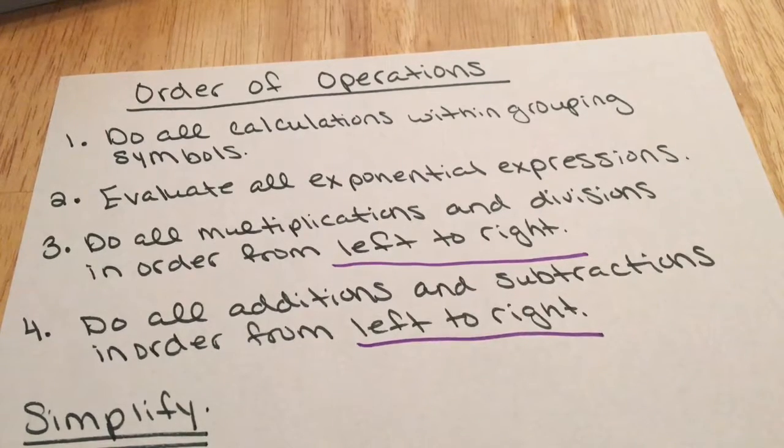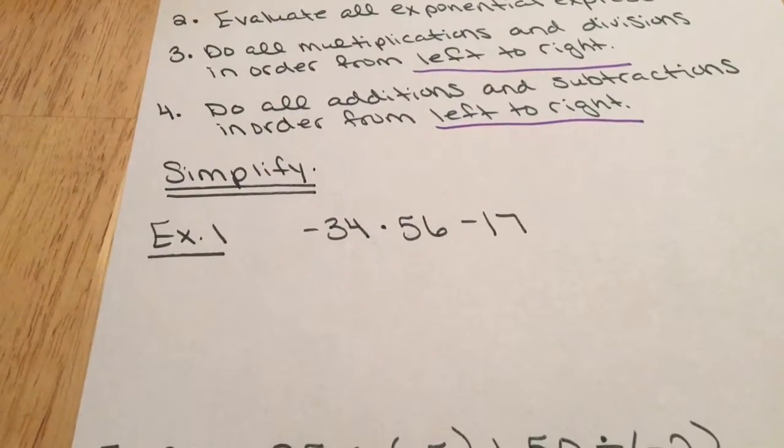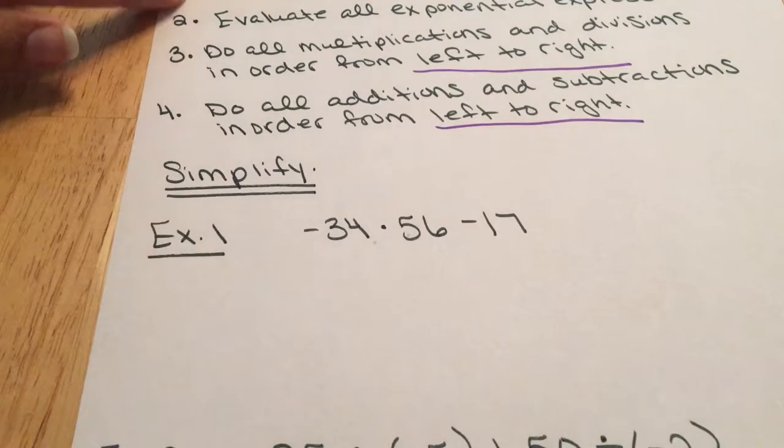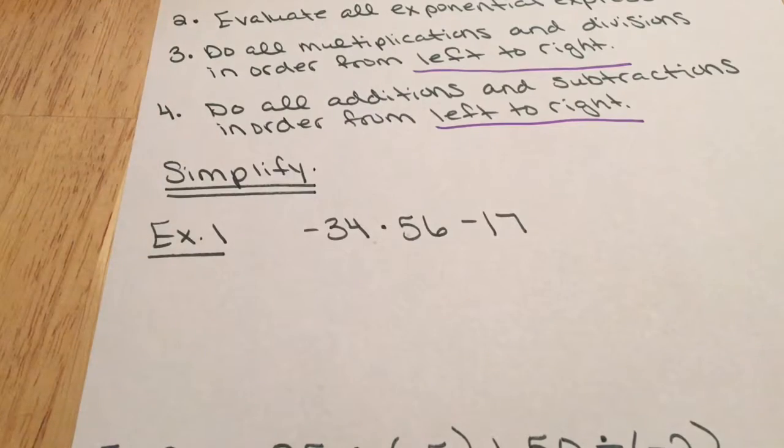So we're going to look at our first 2 examples. We have negative 34 times 56 minus 17. So when we look at this first example, we don't see any grouping symbols. We don't see any exponents. So we're going to move on to that step 3.